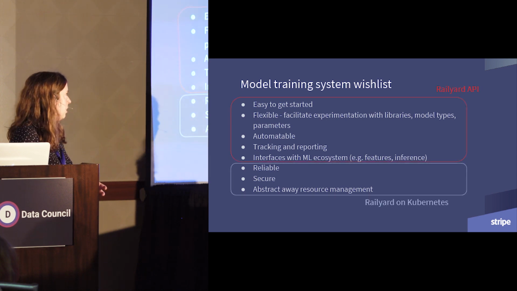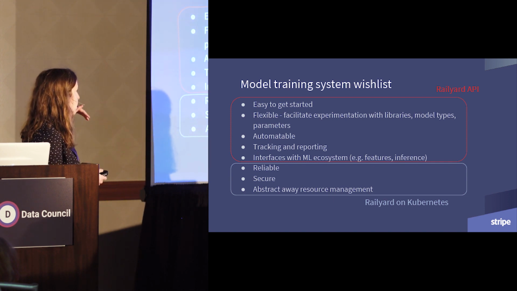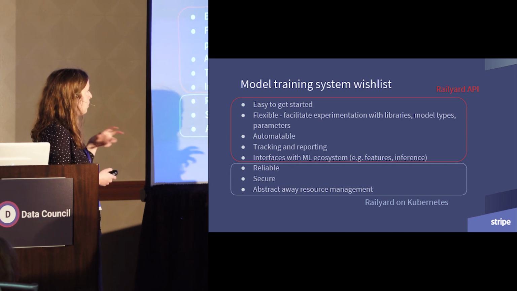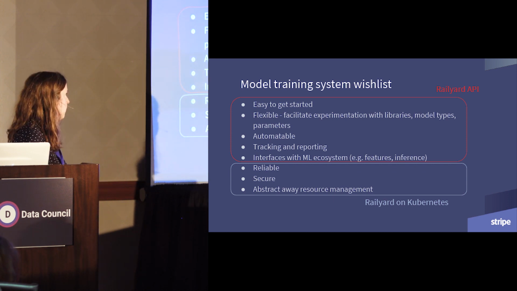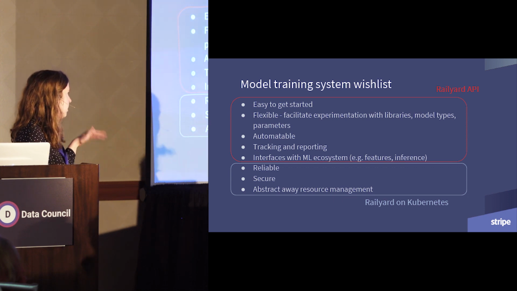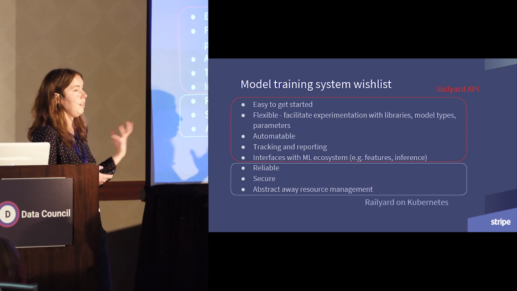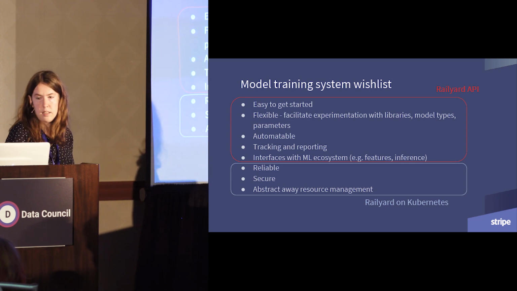And so the way we approached this was to break it into two chunks that I'll tell you about. One manages the usability requirements, which we built an API for, which we call Railyard. And the other manages our infrastructure side, which was basically getting this to run on Kubernetes.